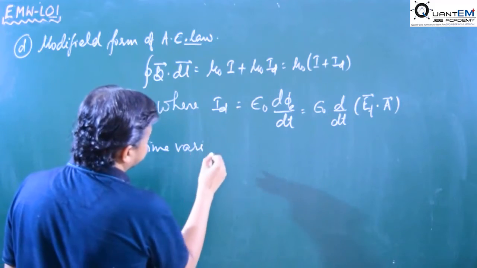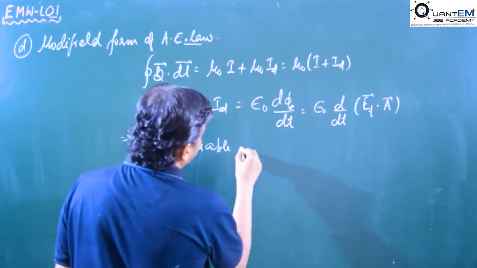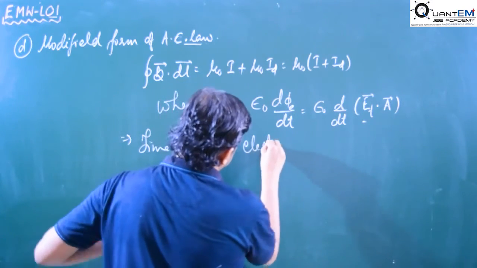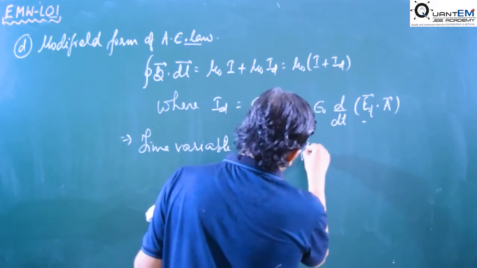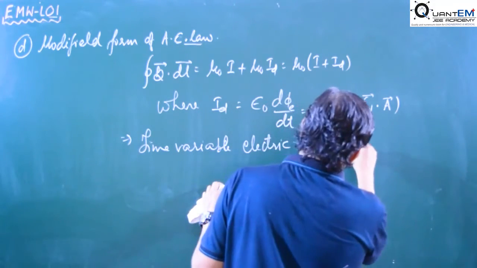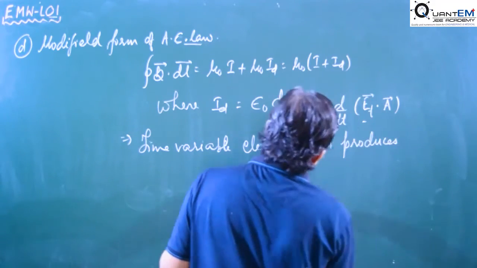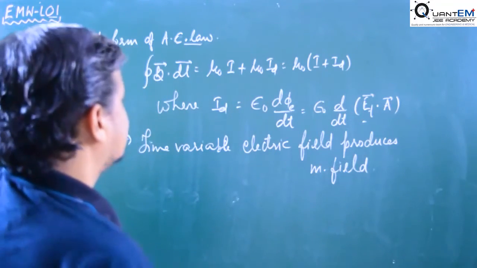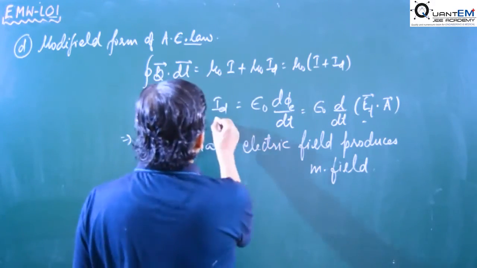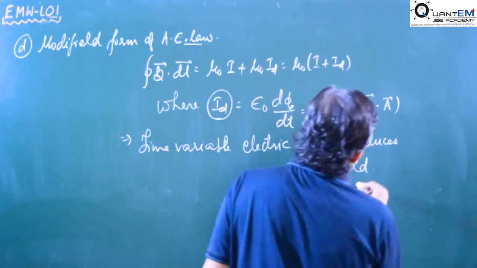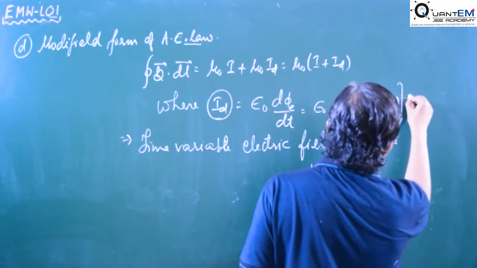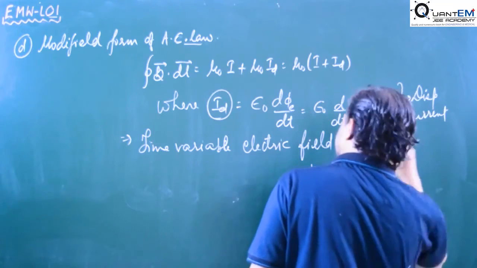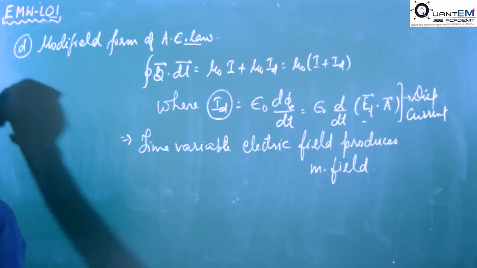So it implies that the time variable electric field produces a magnetic field. And here ID is called what? The displacement current. I told you this. So this term ID is the displacement current. Okay, now we come to the details.